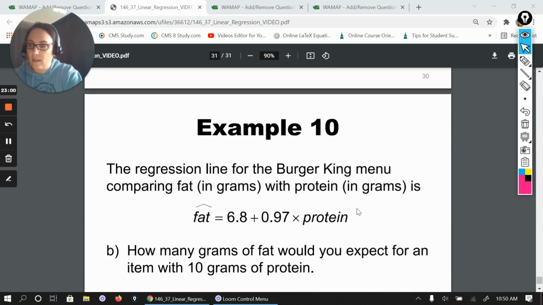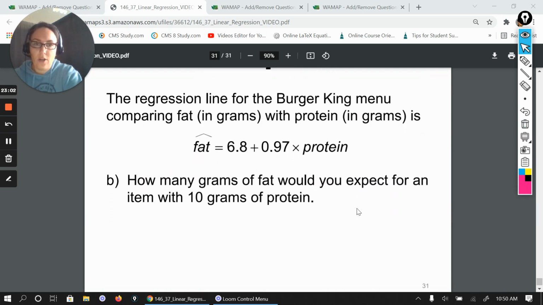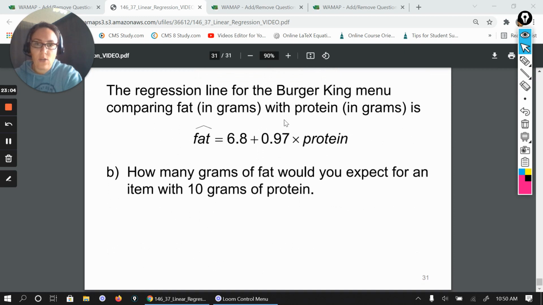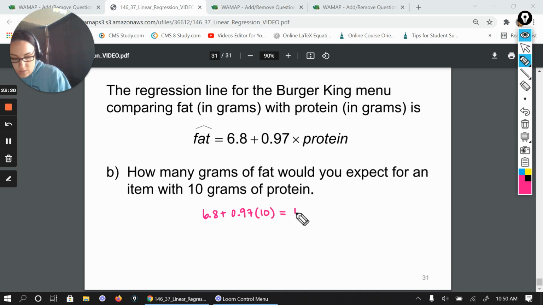Here's example 10. The regression line for the Burger King menu comparing fat in grams with protein. Okay, we already read that. Part B says, how many grams of fat would you expect for an item with 10 grams of protein? So we would take 6.8 plus 0.97 times 10. So this would give us 16.5 grams of fat on average.